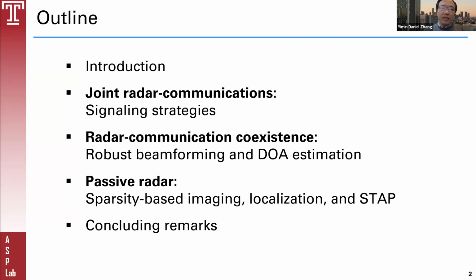So I will break down my talk into three parts. The first one is joint radar communications. I'm going to focus on signaling strategies. And then the second part is radar communication coexistence, and my focus will be robust beamforming and the direction of arrival estimation. And the third part, time permitting, I will talk about passive radar. My focus will be sparsity-based imaging, localization, and space-time adaptive processing.